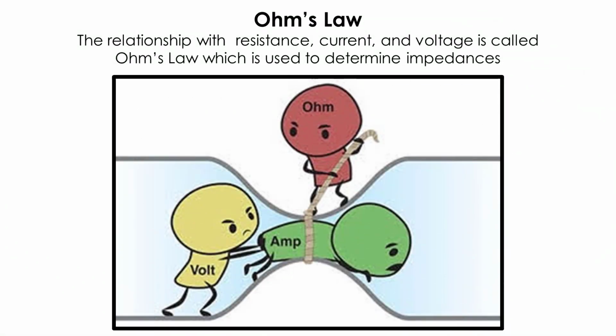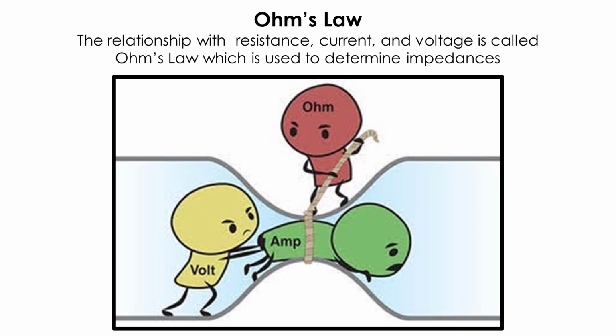Ohm's law is used to help determine impedances and show the relationship between the voltage, the current, and also the resistance. Voltage is measured in microvolts, which you might have heard is used in EEG to measure the difference in charges of 2 points.